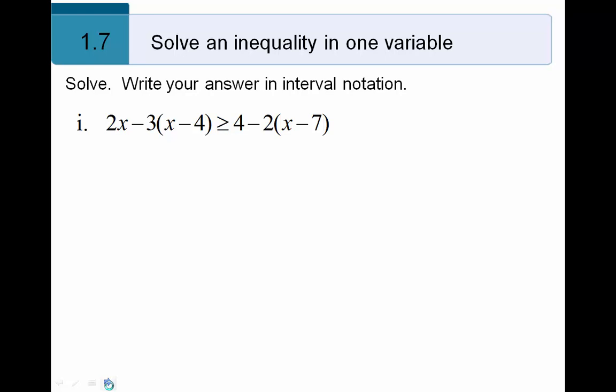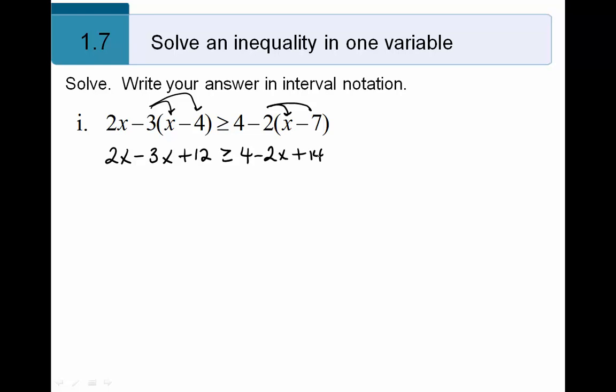Alright, example I. Once again, I can see grouping symbols, so we have the need to use the first step. Let's distribute to eliminate those grouping symbols. On the left-hand side, we'll distribute a negative 3. Negative 3 times x is negative 3x. Negative 3 times negative 4 is positive 12. On the right-hand side, we must distribute negative 2. Negative 2 times x is negative 2x, and negative 2 times negative 7 is positive 14.